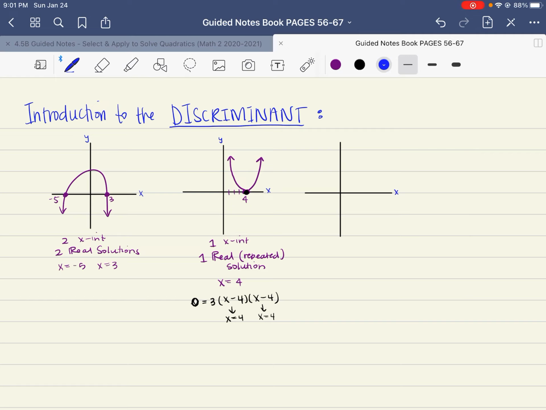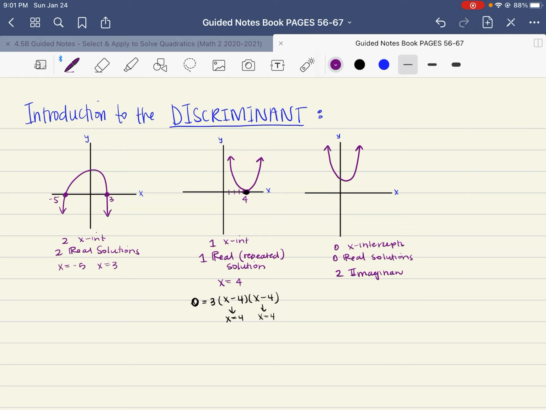And then our last scenario with our solutions was when our parabola was either completely above or completely below the x-axis. So if it looked something like this, in this case there are 0 x-intercepts. It never actually touches or crosses the x-axis. So there are actually 0 real roots. If we were solving this, we couldn't find any real number solutions, right? That x-axis represents that real number line. However, there are two imaginary solutions.